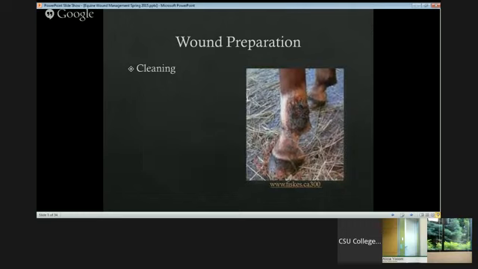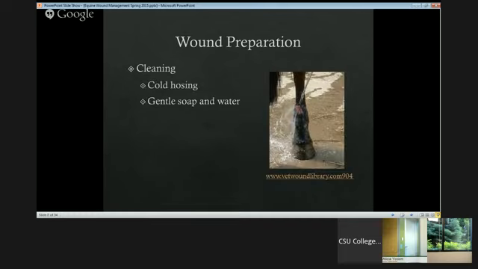And then cleaning of the wound really helps us, and oftentimes, especially in rainy and muddy weather, it's mud caked and very difficult to see how deep or extensive a wound is. So taking the time to clean the wound in order to assess it is really important. Some of this you can do very safely with just cold hosing if the horse is good for it, and then using gentle soap and water. It can help you see how deep the wound is and determine how severe it is.